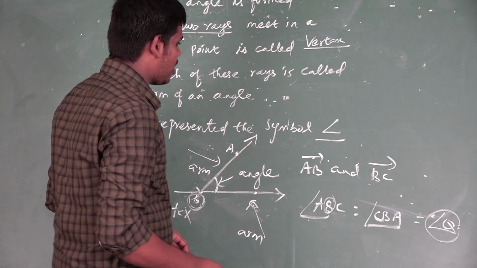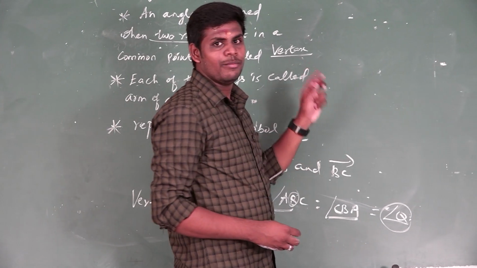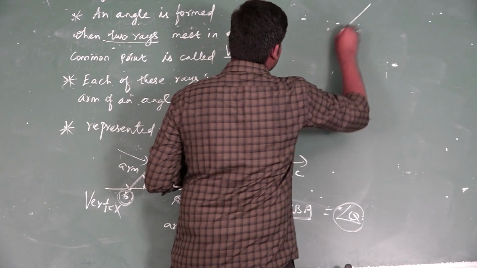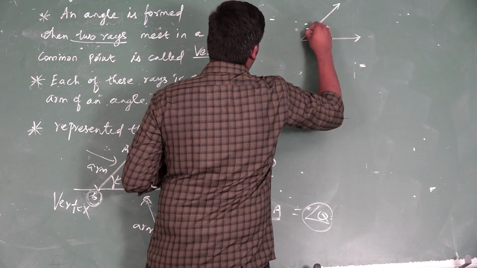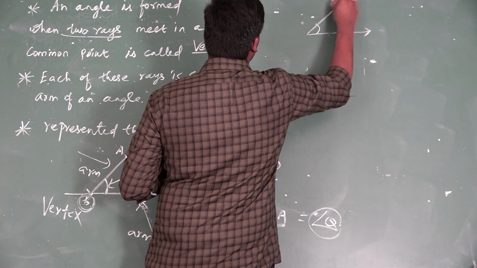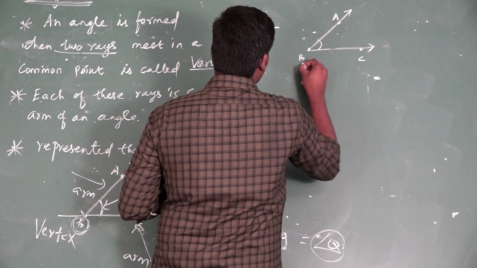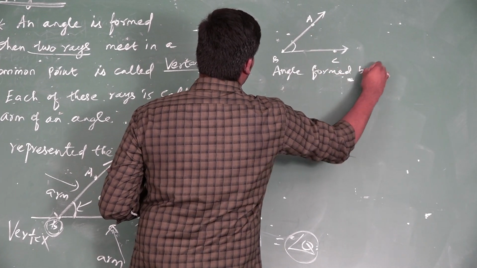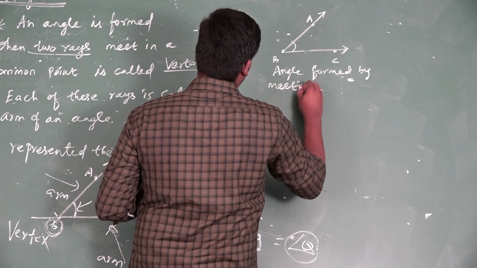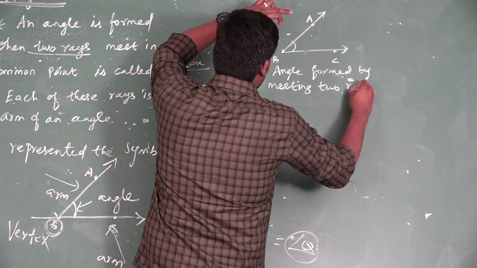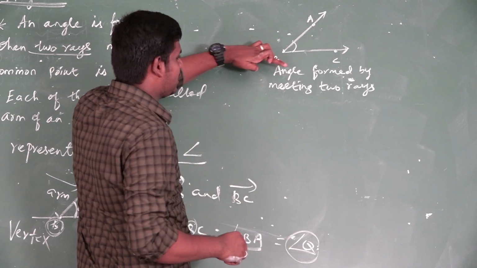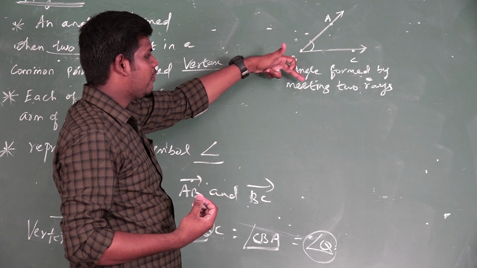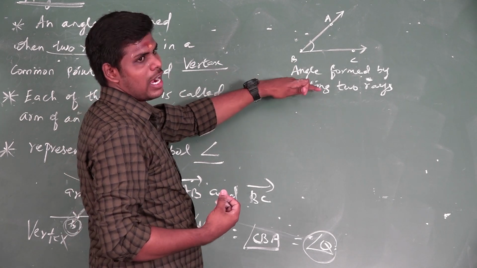So next we can draw. An angle formed by meeting of 2 rays. How can we draw? This is an angle formed by meeting of 2 rays. How many rays do we have here? 2 rays. That is an angle formed by meeting of 2 rays.